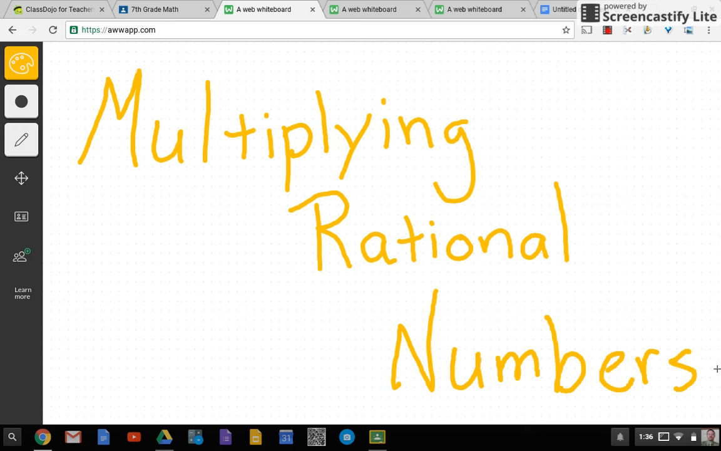Well, we've added rational numbers. We've subtracted rational numbers. So you had to know that multiplying rational numbers was coming up. And that is what we're going to do.